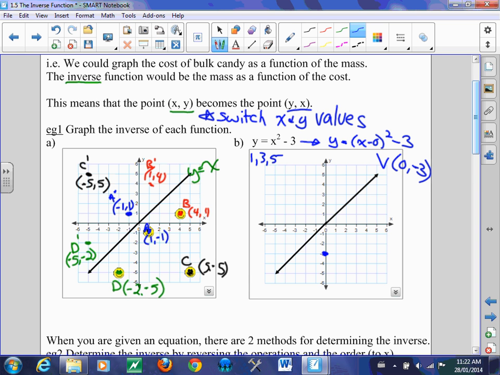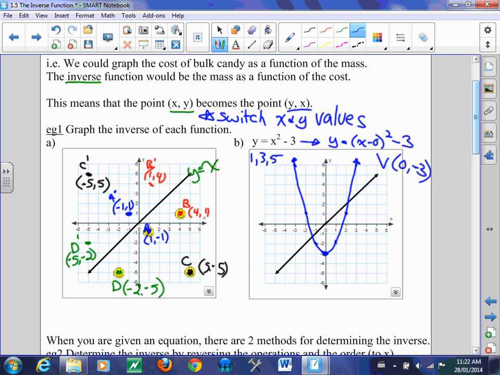Okay, so go over 1, up 1, over 1, up 3, 1, 2, 3, and over 1, up 5, 1, 2, 3, 4, 5. Do the same on the other side, over 1, up 1, over 1, up 3, and over 1, up 5. So this is the actual function.